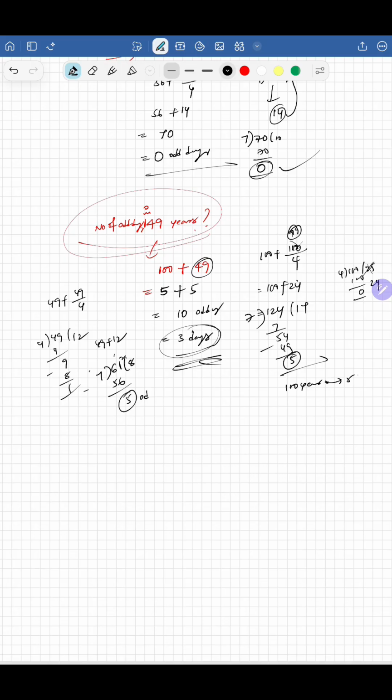Okay, but suppose if they are asking us to find out the number of odd days in, for suppose, 1100 years, how can you solve? You can solve by making it 100 plus 100 plus and so on. 100 like how many times? 11 times. Like 5 odd days are there, 5 odd days are there, like that. So it's difficult to find out like this. So I can tell you one more simple trick here.